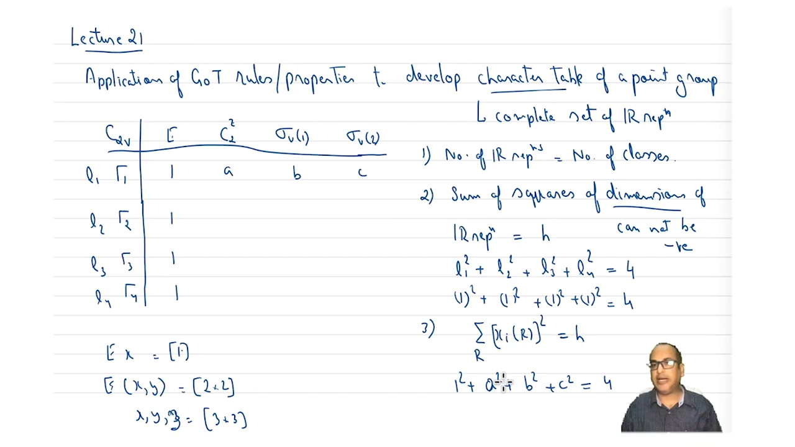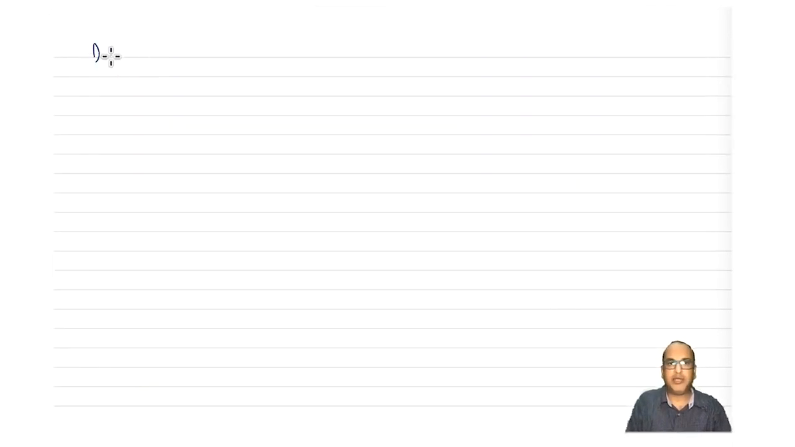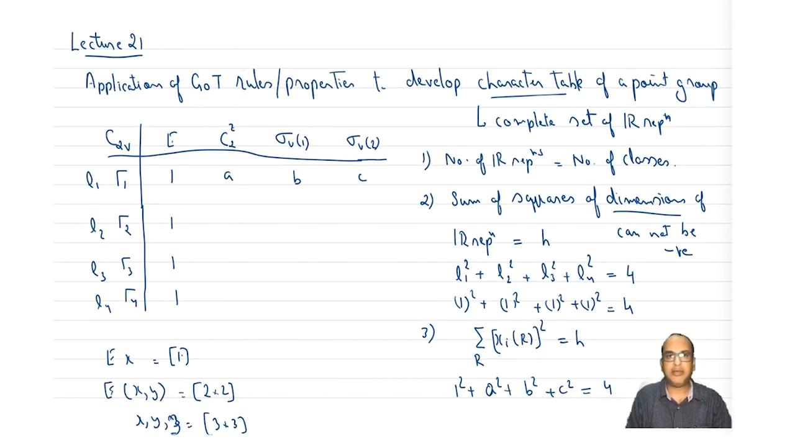So now A, B, C can take all the positive values, all 3 can be positive, all 3 can be negative, and so on, right? Or 2 can be positive, or 1 can be positive. Let's see what the possible solutions are here. Let's consider the first solution as A equal to B equal to C equal to 1. That is a valid solution. So we can populate this table by writing down 1, 1, 1, right? Now let me write ABC over here.